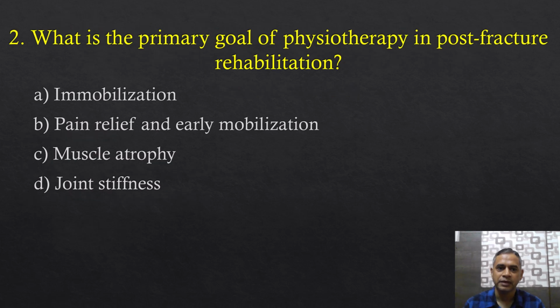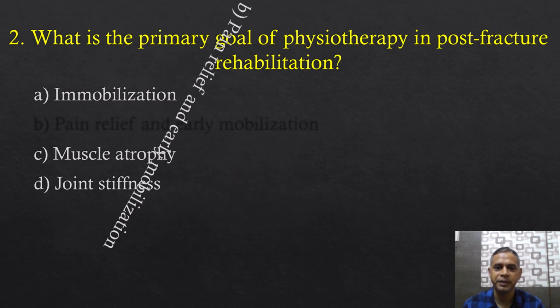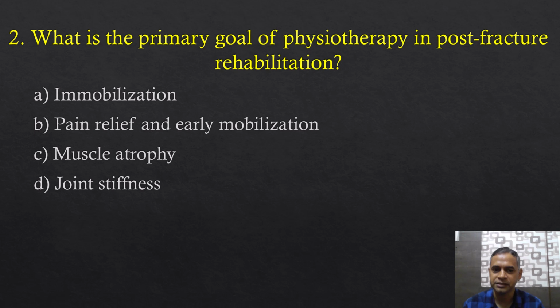The second one, what is the primary goal of physiotherapy in post-fracture rehabilitation? Options are A. Immobilization, B. Pain relief and early mobilization, C. Muscle atrophy, D. Joint stiffness. So the answer is pain relief and early mobilization.